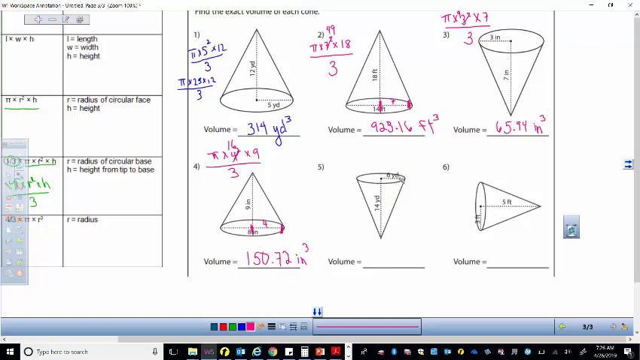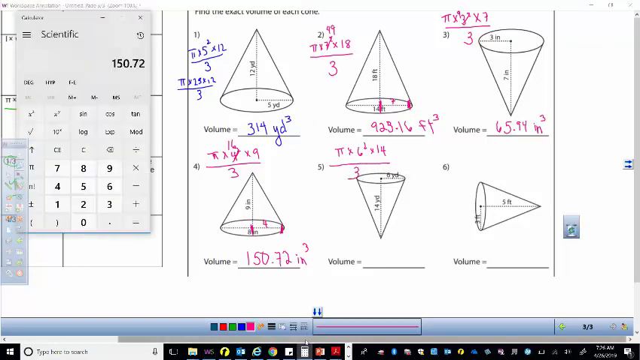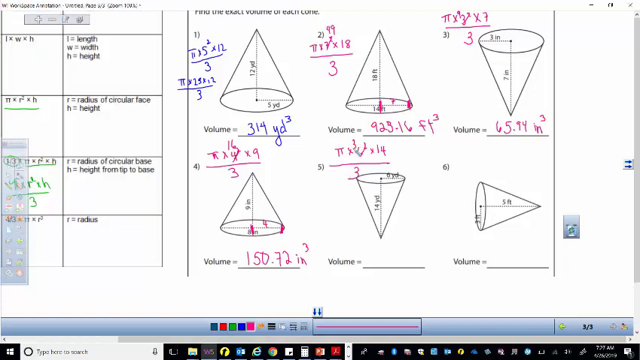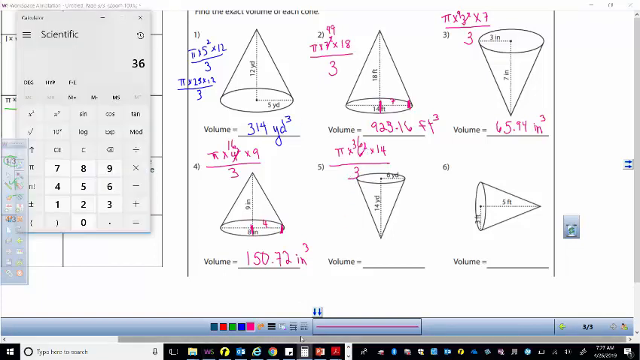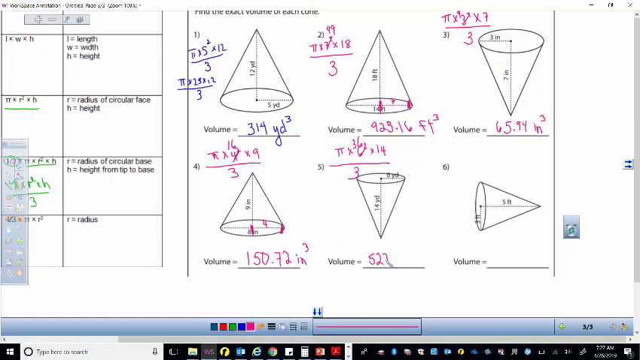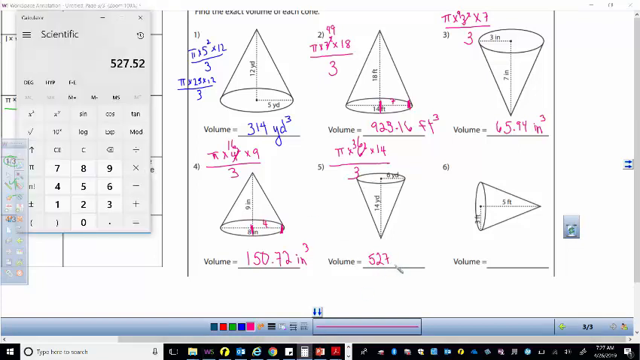So this next one, again, it's a radius, so I don't have to change it. It's going to be pi times 6 squared times 14, and that whole answer divided by 3. 6 times 6, or 6 squared, is actually 36, so I can put 36 there. Now get out your calculator: 3.14 times 36 times 14, divide by 3 for the cone. It's 527.52.